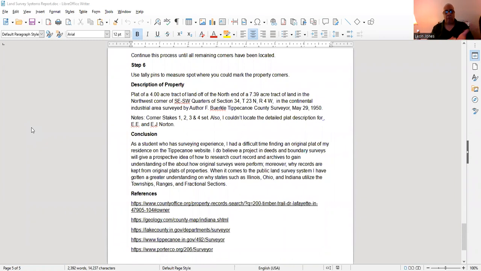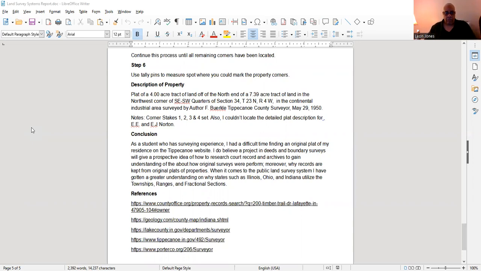Again, what I noted, if I were to go out on that small plot of land, I set corner stakes 1, 2, 3, and 4. That's for all 4 corners. Now, I listed that small plot of land because I couldn't locate the detailed plat description for EE and EJ Norton, and that was the information on the individuals who were on this property land that is now my apartment.